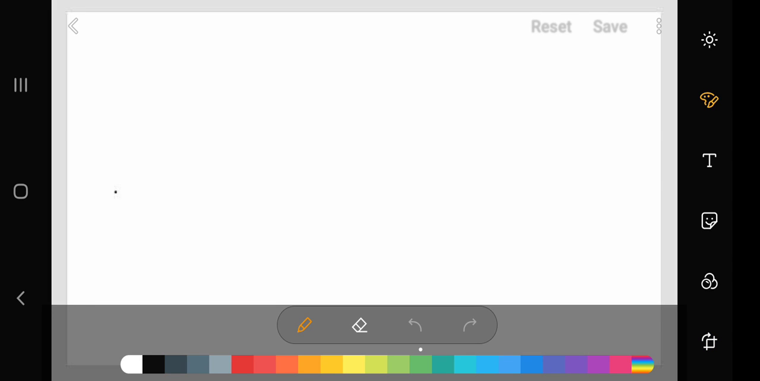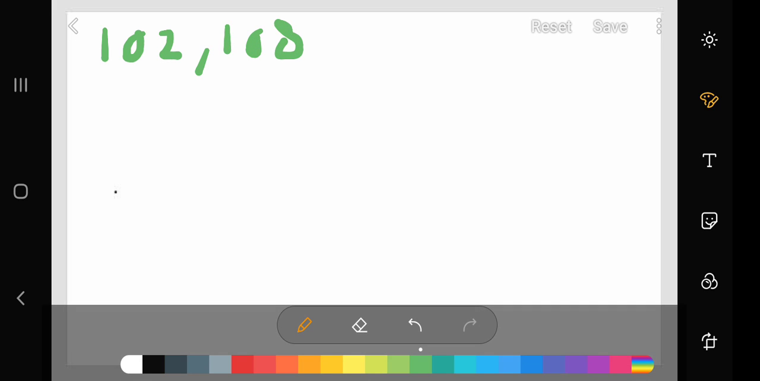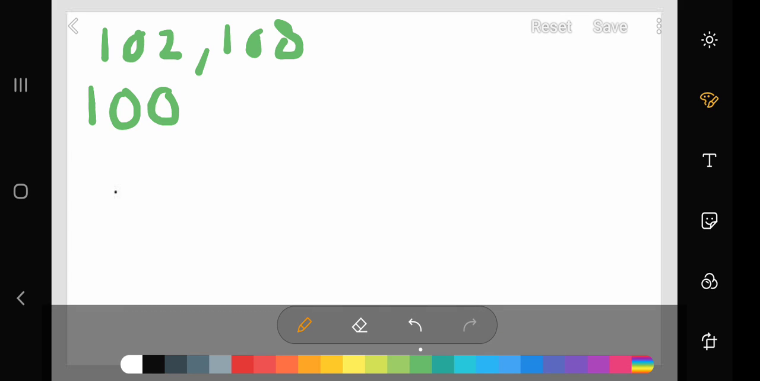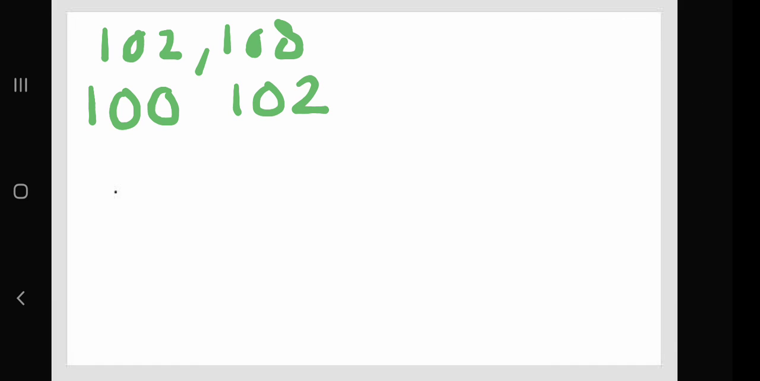So we are taking 3-digit numbers which are near 100. The first number we will take is 102 and the second one is 108. We will take 100 as a base again, and then we will subtract 100 from 102, and 100 again from 108. So 102 minus 100 and 108 minus 100.